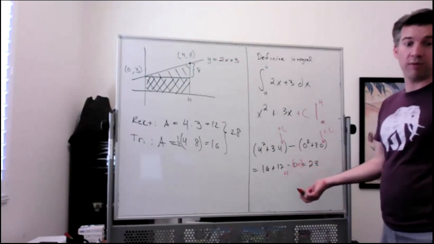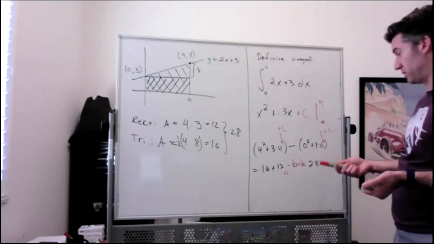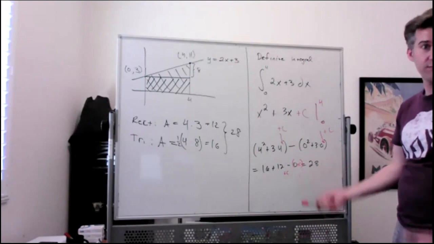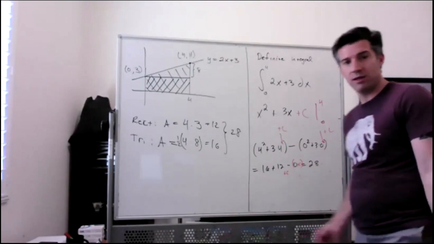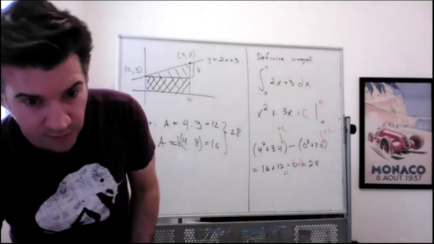So you could write a plus c. It's perfectly fine to write a plus c, but it's always going to turn out that the plus c is going to cancel with the other plus c. That makes sense. Thank you. So yeah, it's perfectly fine to do that, but it's unnecessary.